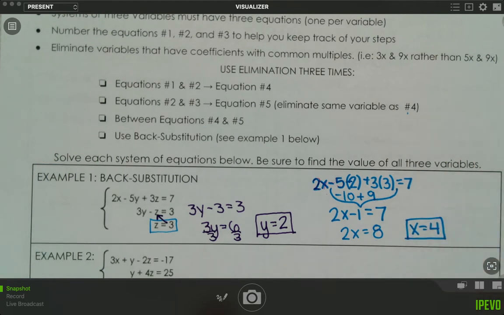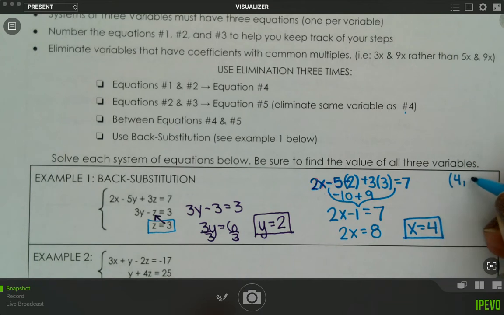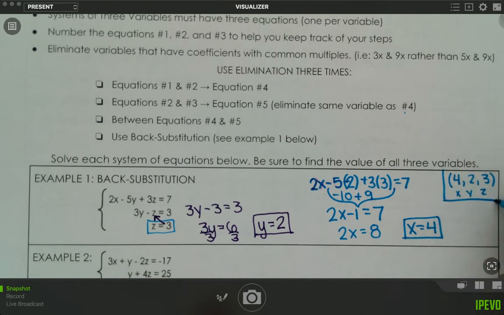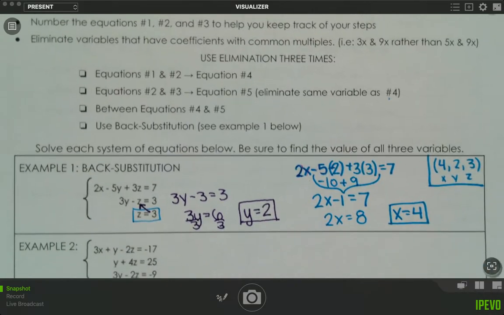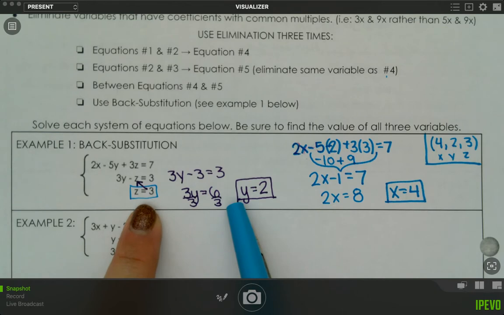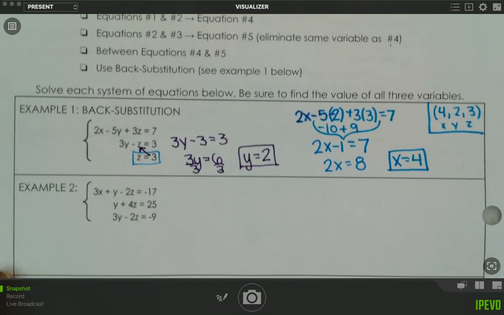And what I'm going to do on my answer key is I'm going to write it as a point with x, y, and then z. You don't have to do that. That's just what my answer key is going to look like. I am fine if you guys just leave it like this as long as you box your answers so I can see them. So that one wasn't so bad because we already knew what z was.